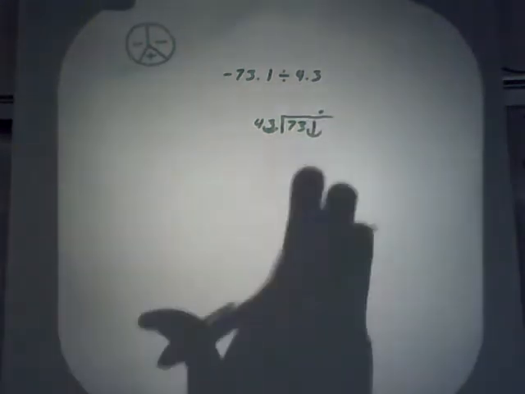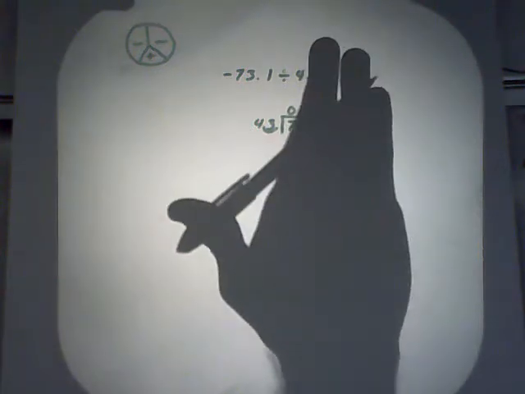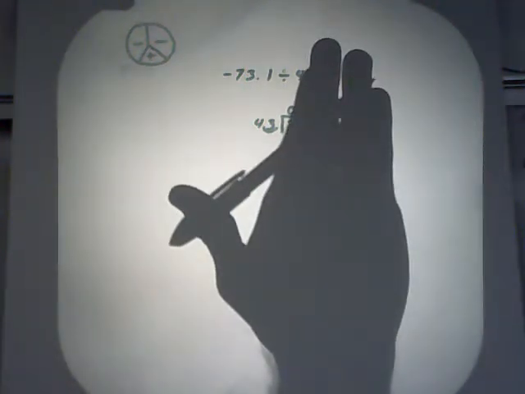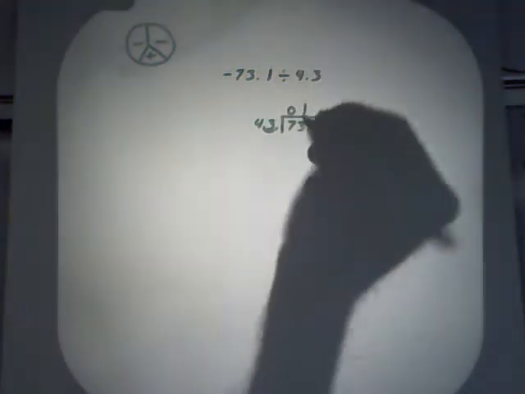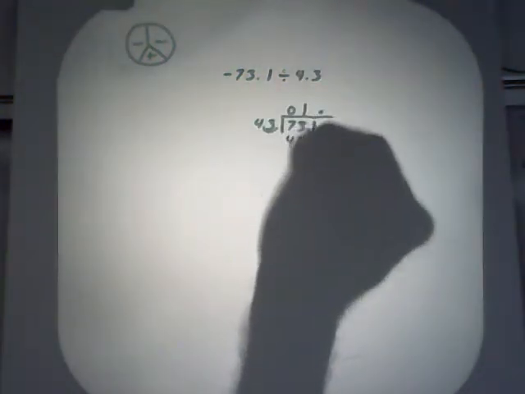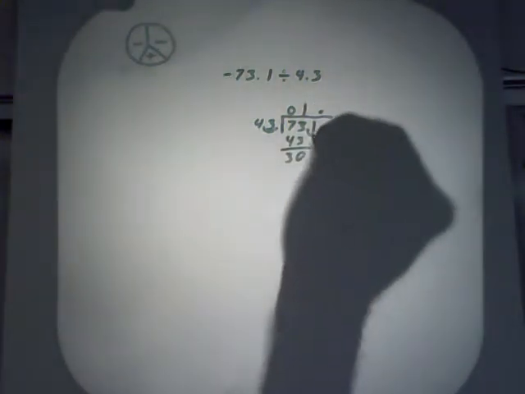All right, we're ready. Does 43 go into 7? No. 43 go into 73? Yeah, how many times do you think? It's not on my chart, but I can take a pretty good guess that it'll be once. 1 times 43 is 43. We subtract. Okay, bring down the 1.